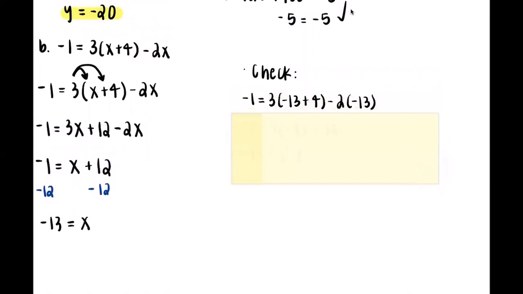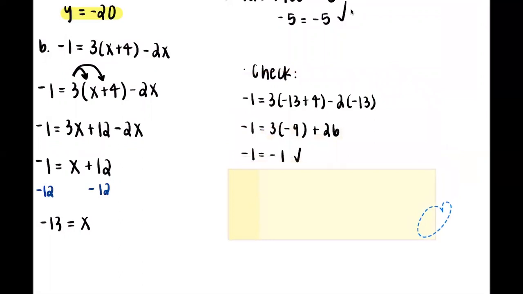So remember, wherever there is an x, now a -13 will go since we're claiming that those are the same thing. So notice I have -1 is 3 times x plus 4, so this will turn into -13 plus 4, minus 2 times x, so minus 2 times -13. And once you simplify this with order of operations, you can then see that we end up getting that -1 is equal to -1, which is a true statement.